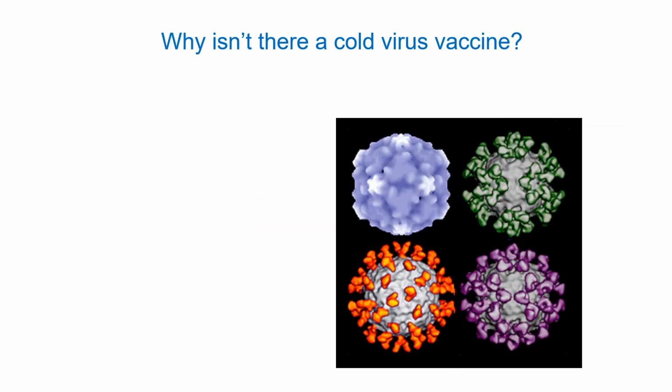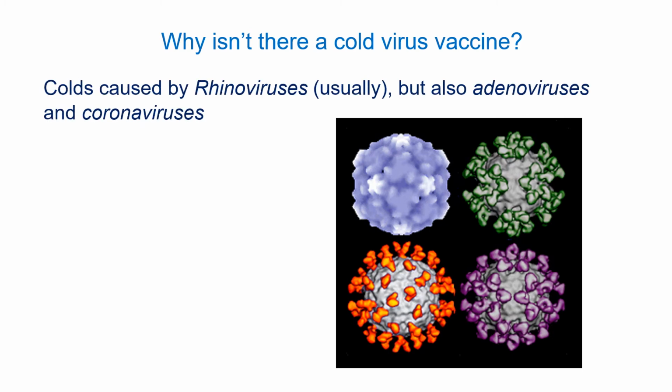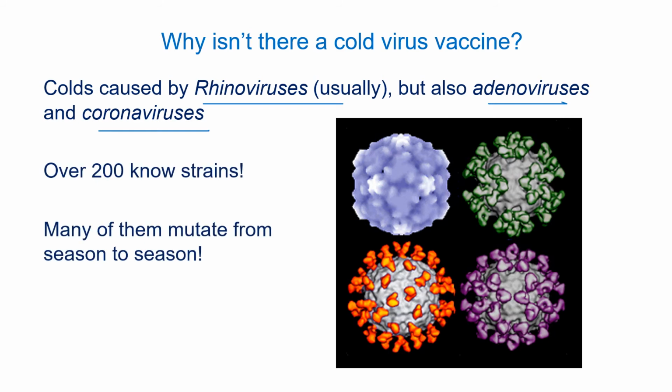So let's talk about a couple specific vaccines in particular. Why is there not a cold vaccine is a very good question. Well, it turns out that there are a lot of viruses that cause cold-like symptoms. We've got these rhinoviruses, those are the usual cause, but we also have adenoviruses and several coronaviruses. That's right, coronaviruses often cause cold-like symptoms.